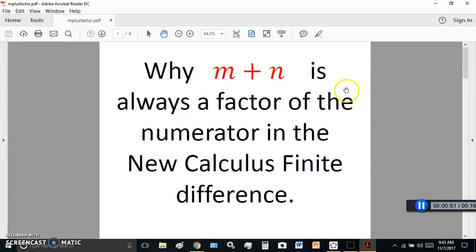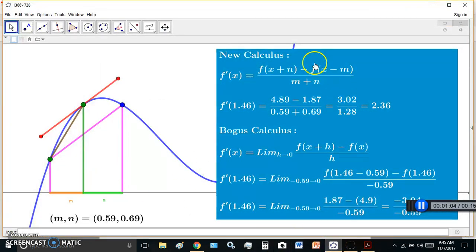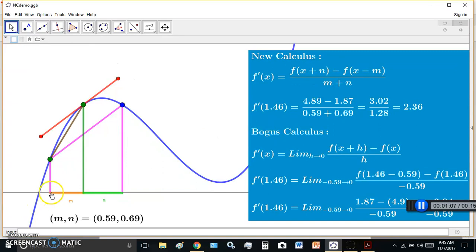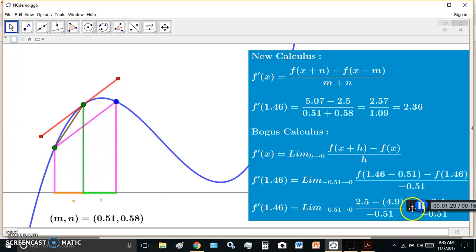So now, let's get on with it. The new calculus derivative is defined as follows. What does all that mean? Okay, well, let's see very quickly what that means. If you look at this diagram here, m is the horizontal distance from the point of tangency to the end point of a parallel secant line, and n is also the horizontal distance on the other side of the point of tangency to the other end of the parallel secant line. See, this line here is a parallel secant. Okay?